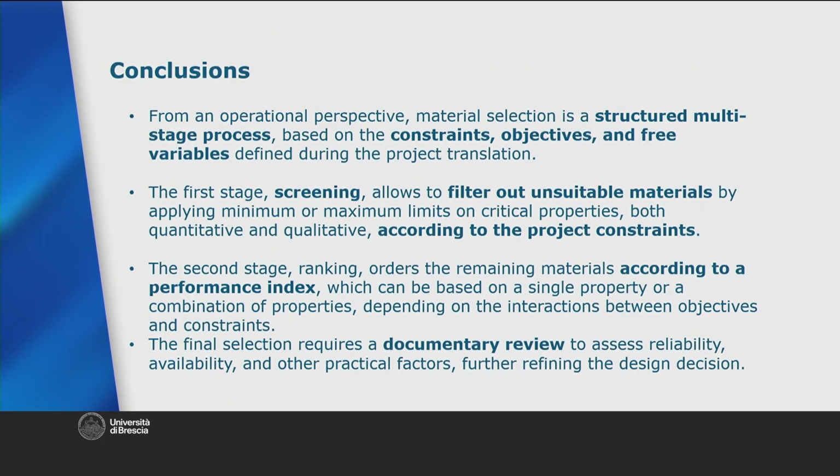Initial screening eliminates unsuitable materials using min-max limits on critical properties, quantitatively and qualitatively per project constraints. The second ranking phase sorts the remaining materials according to a performance index, which can be based on a single property or on a combination of material properties, depending on the presence of interactions between objectives and constraints. The final choice then requires a documentary review to assess reliability, availability, and other practical factors, further refining the design decision. At this point, we have successfully matched the project requirements to the property profile of the best material among those available for selection.